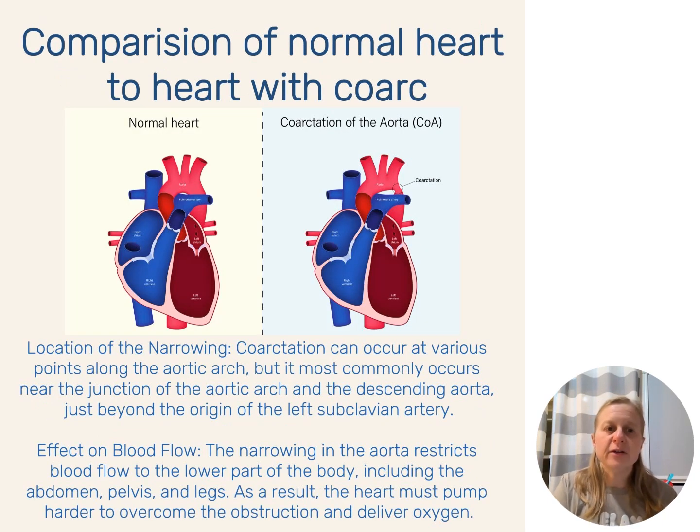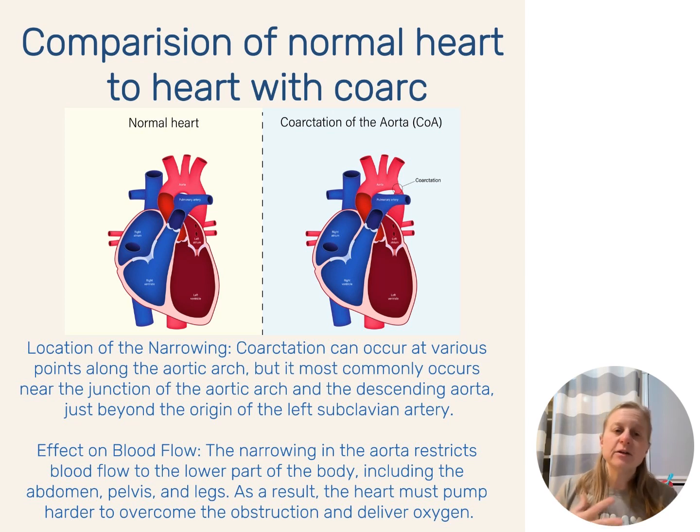So if we compare this normal heart with our coarc, you can see over here our aorta looks beautiful and thick and wide open. And over here in the coarctation, we have this narrowing. In both of these pictures, we see a red aorta. That means we are still getting red, oxygenated blood out. It's just that there's this blockage in the way. And when there's a blockage, again, that left ventricle is going to have to work so hard.